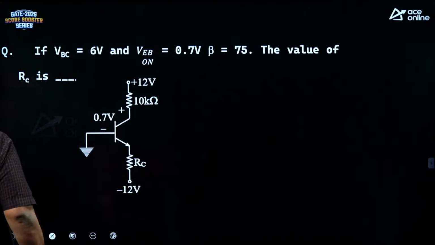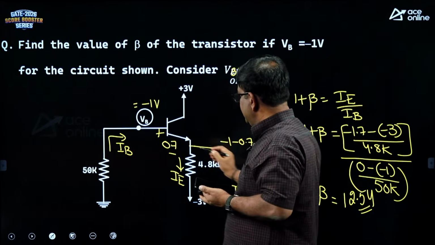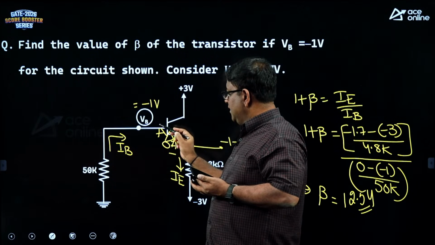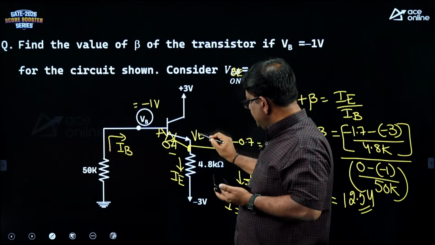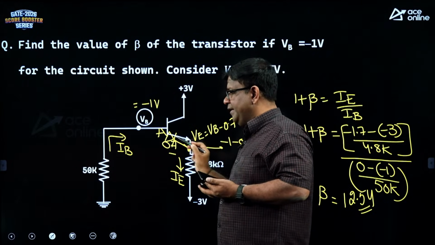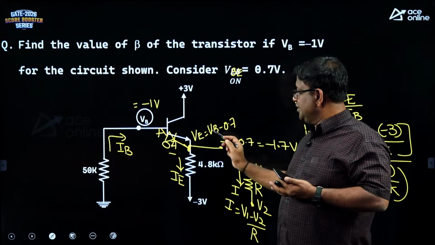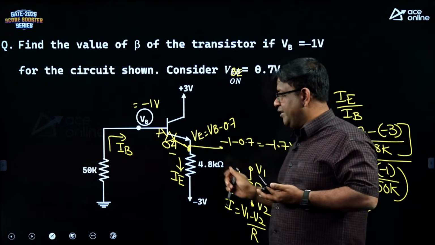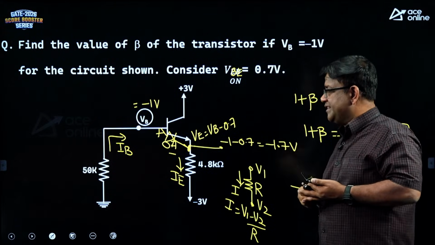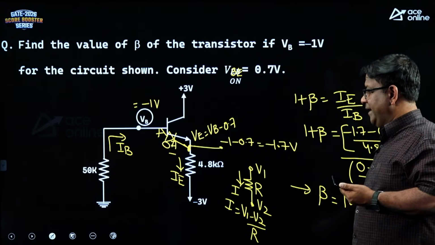So, go through this problem. Why minus 1.7? See here, there is a diode here. Always remember, the cathode voltage is always base voltage minus 0.7. Can you see that there is a 0.7 drop here? So, this voltage is base voltage minus 0.7. Have you understood now? Already the base voltage is at minus 1, minus 0.7. That is why it is minus 1.7. Okay?